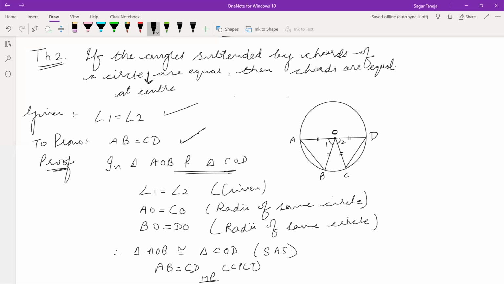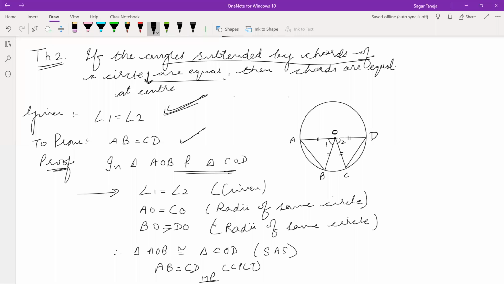So here we have to write in to prove that chords are equal. Just take these two triangles and write angle 1 and angle 2 equal. It is given. See this? Angle subtended by the chords are equal. It is given. So that's why we have written angle 1 and angle 2 are equal. After that, AO and CO and BO and DO are equal because these all are radii of the same circle. The way we have done the first theorem, in the same way we have done the second theorem. This is just converse. In given, you have to write this, and to prove is this.